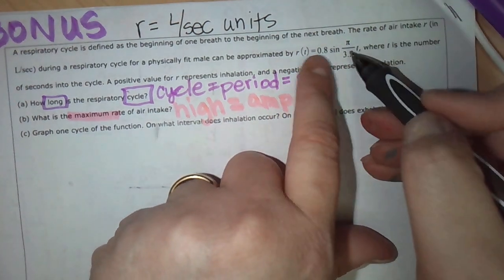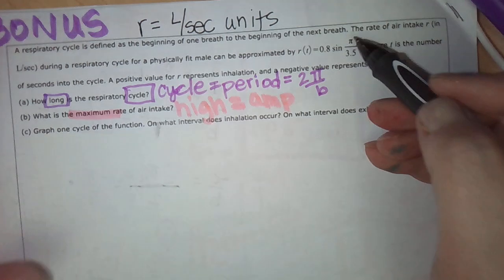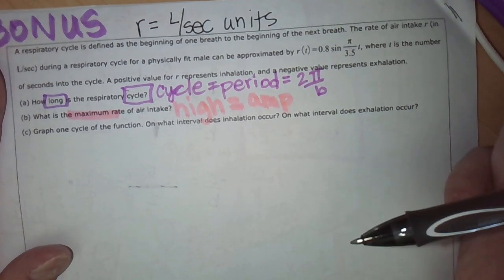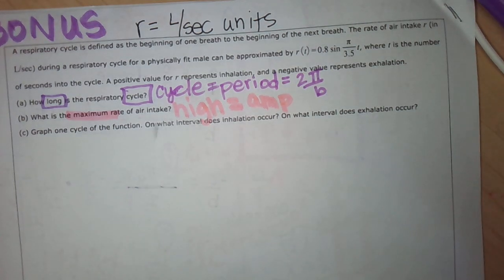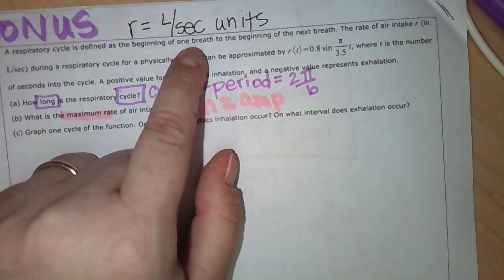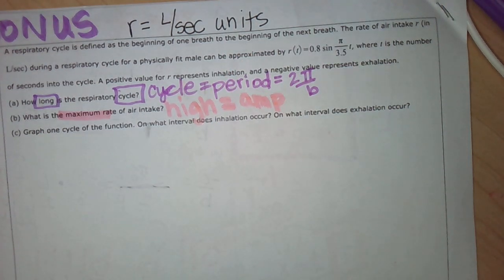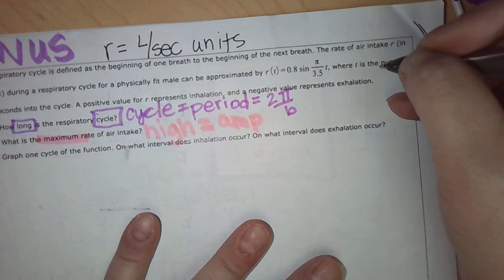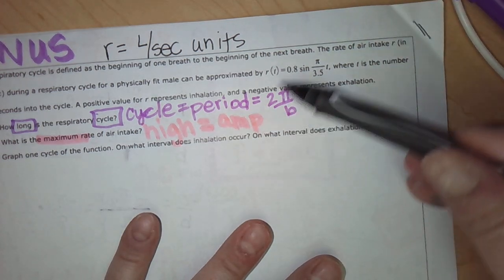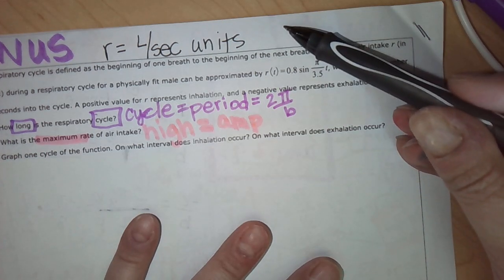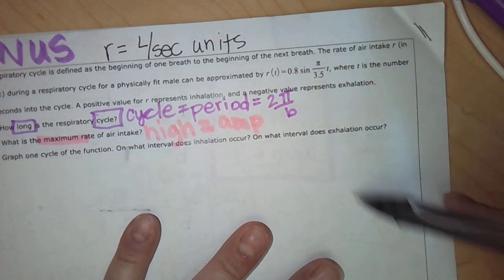So this is an equation that describes how a physically fit man breathes, as in how much air he breathes into his lungs and how much air he brings out of his lungs. When you breathe in, the air in your lungs gets bigger, and when you breathe out, the air in your lungs gets smaller. So we're probably going to have a picture that goes up and down, because when we breathe in, the air in our lungs is more, and then as we breathe out, the air in our lungs decreases.